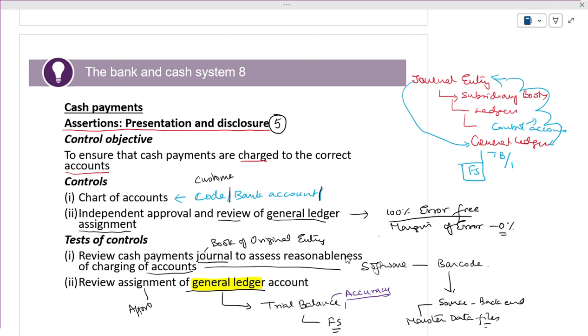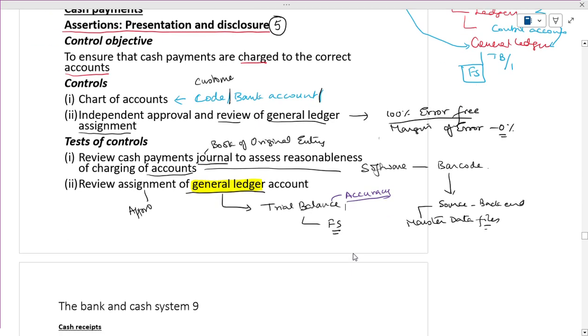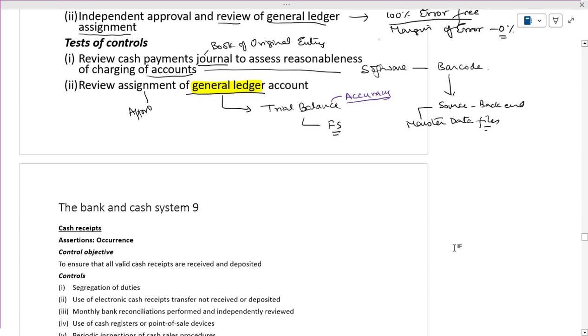Is it okay with you all about these cash payments? Yeah. Is it clear? Yes, Mariam, Gaita and Laila. Yes. Okay, I'm waiting for your response.